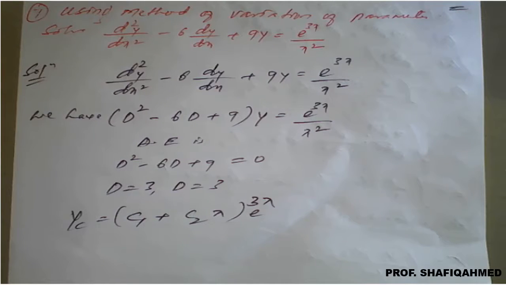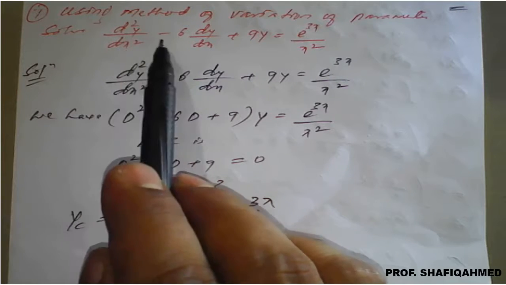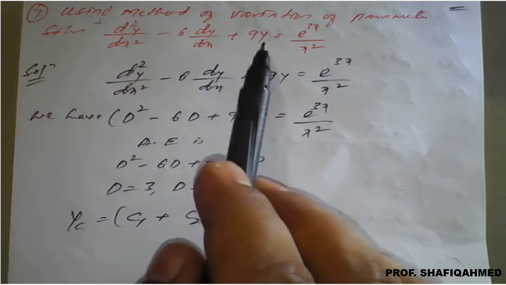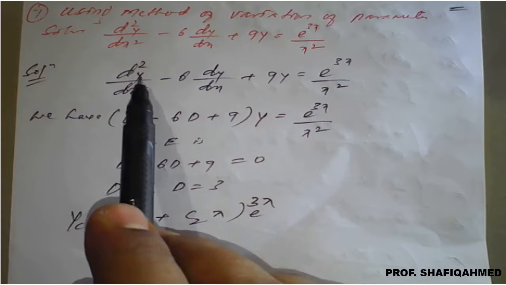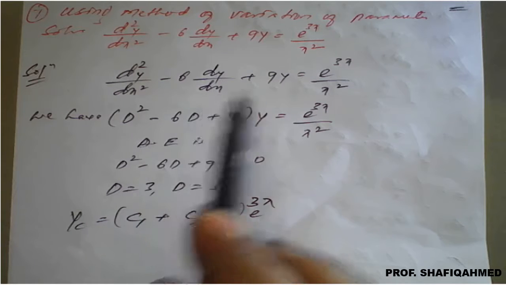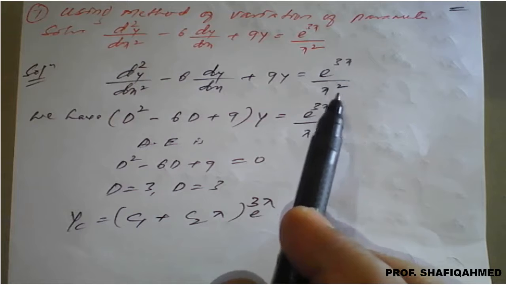Today we'll see a few more examples based on variation of parameters. The question is d square y upon dx square minus 6 times dy by dx plus 9y is equal to e raised to 3x upon x square. Solution: d square y upon dx square minus 6 times dy by dx plus 9y is equal to e raised to 3x upon x square.